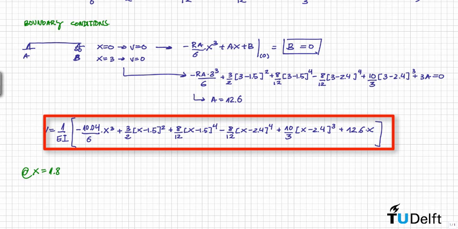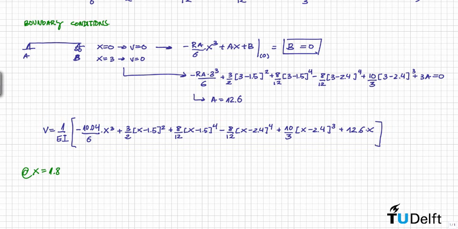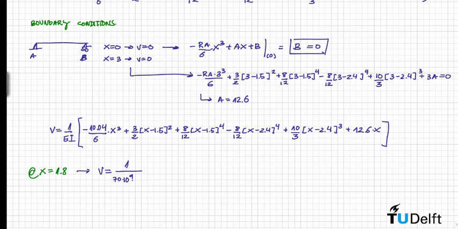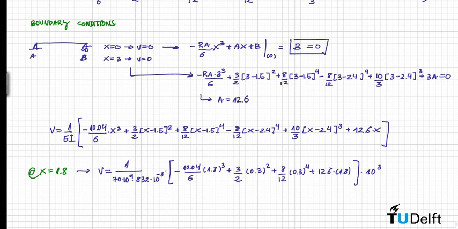Then if we particularize this expression for the deflection for x equal to 1.8, finally we have that the deflection of the beam is equal to this. Please note that in this case, since x is equal to 1.8, this bracket and this bracket are turned off when we are substituting in this expression. So remember that whenever x is smaller than the value that is subtracted inside the bracket, the whole bracket is turned off. Then finally, this is equal to 22.4 millimeters.